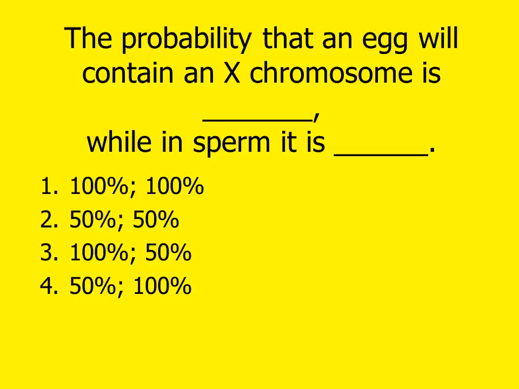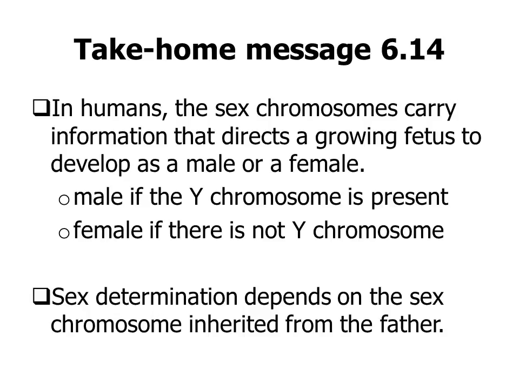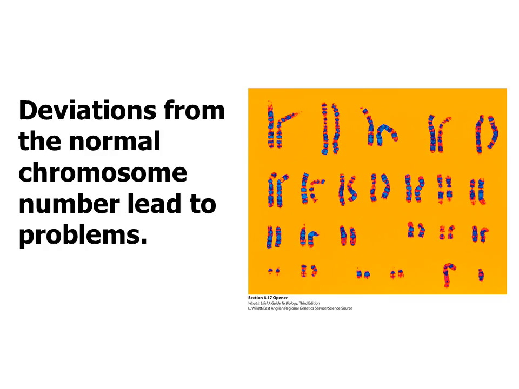The probability that an egg will contain an X chromosome is what percent, but in a sperm is what percent? So the answer is, of course, number 3. An egg will 100% of the time contain an X chromosome to pass on, but the sperm cell will contain an X only half the time. Okay, these are just summaries.